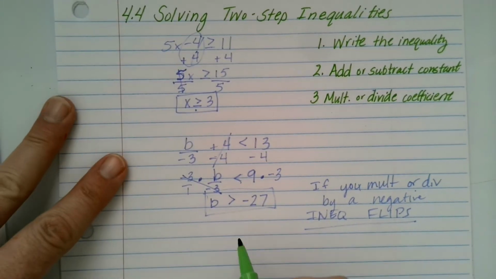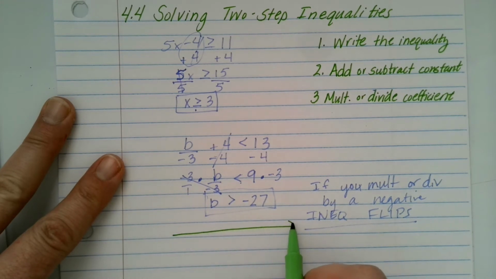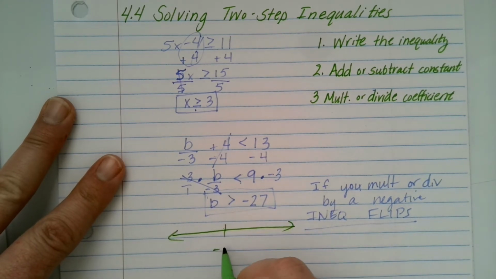so let's do another part. Let's graph these on a number line. So if we had negative 27 on a number line, we would know that any value greater than that would be a possible solution. So it's going to be moving this way. Now it can't be at negative 27, so we're going to have an open circle there.